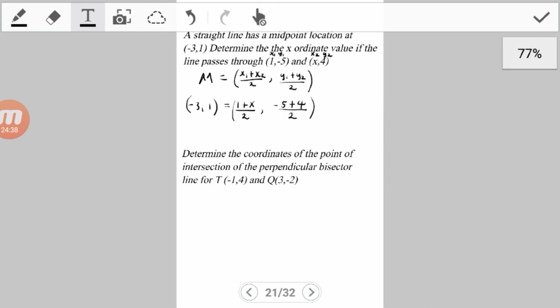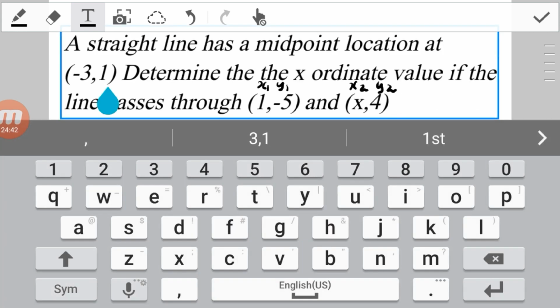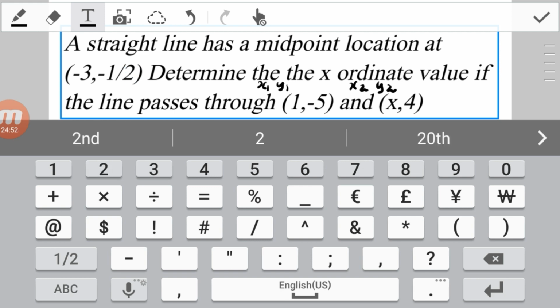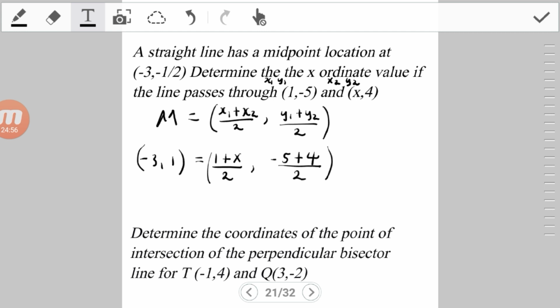So I think I'm gonna have to change something here, guys. I think I may have made a typing error here. So this is actually supposed to be a half, or negative a half, pardon me. So this is supposed to be minus a half. All right, here we go. So here you can see that we have set up our equation here. So the midpoint is at the location -3, minus a half.